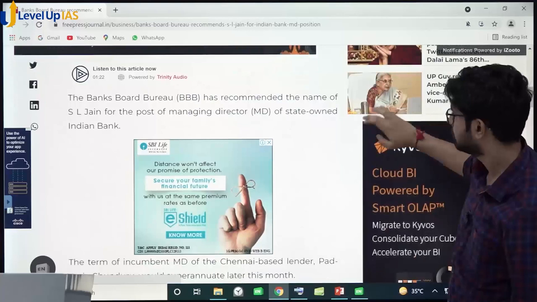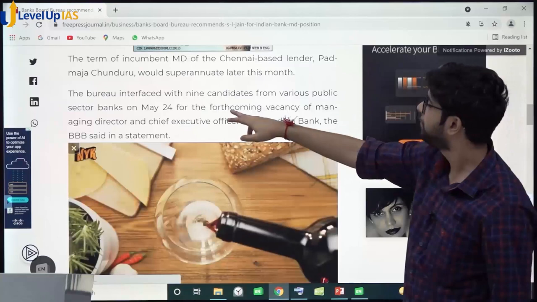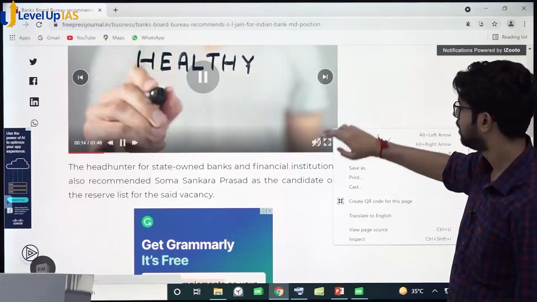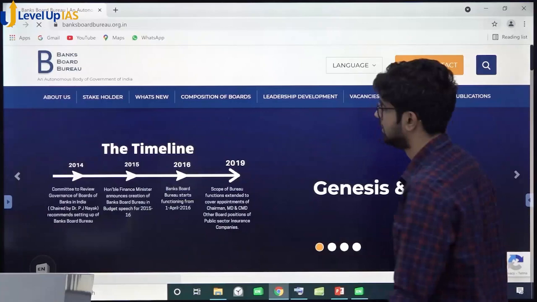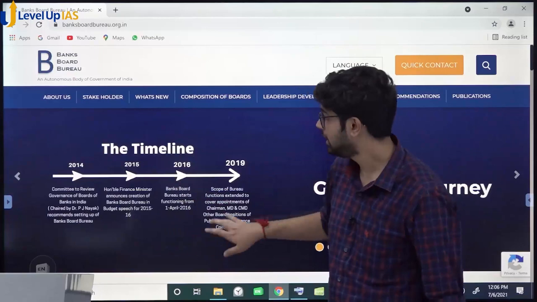Bank Board Bureau. Okay, the bureau interfaced with 9 candidates from various public sector banks. They had interviews and all. See this. I have not seen this website, I am very honestly telling you. Come back.